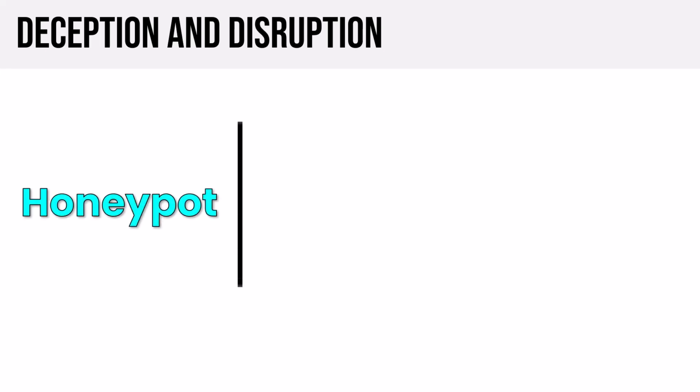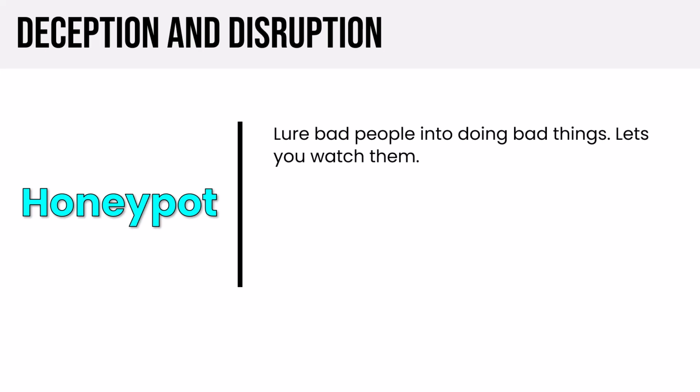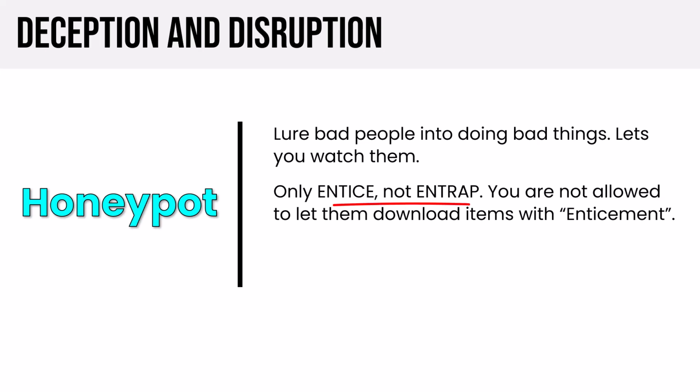And in the category of deception and disruption, we have the honeypot. Honeypots lure bad people into doing bad things. It lets you watch them. But honeypots should only entice, not entrap. You're not allowed under U.S. law to let them download items with enticement if you want your evidence to be admissible in court.